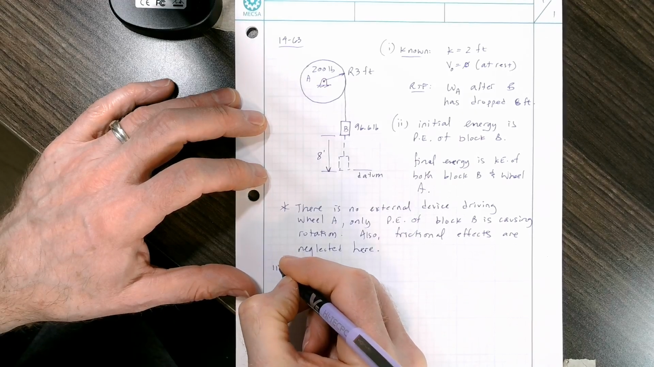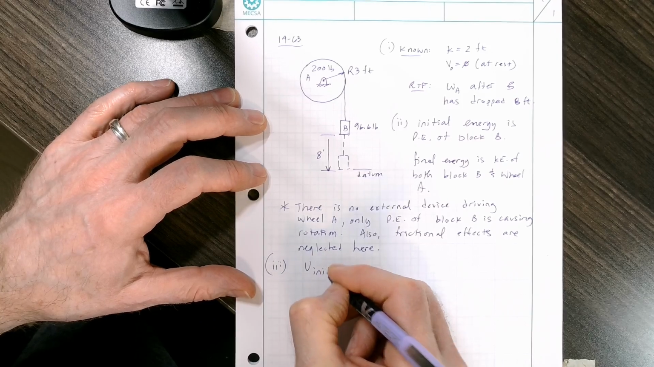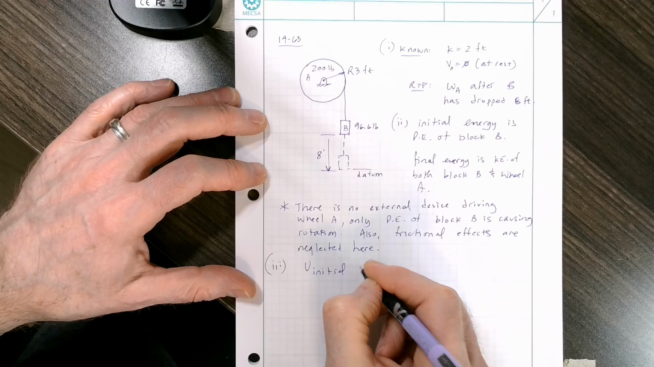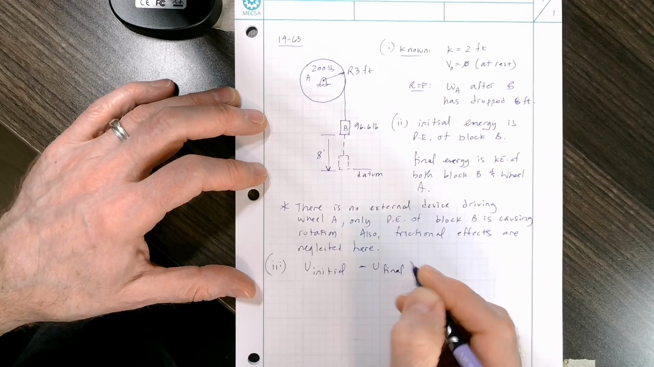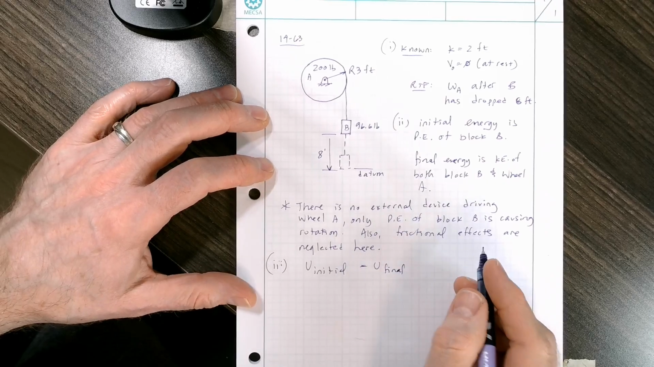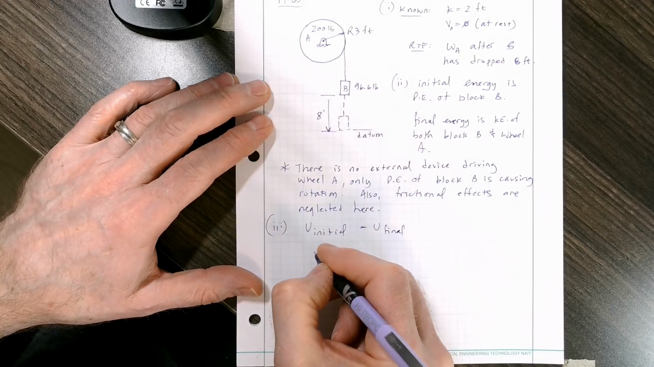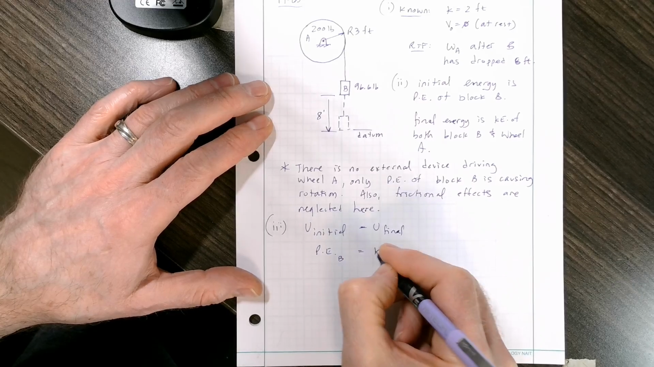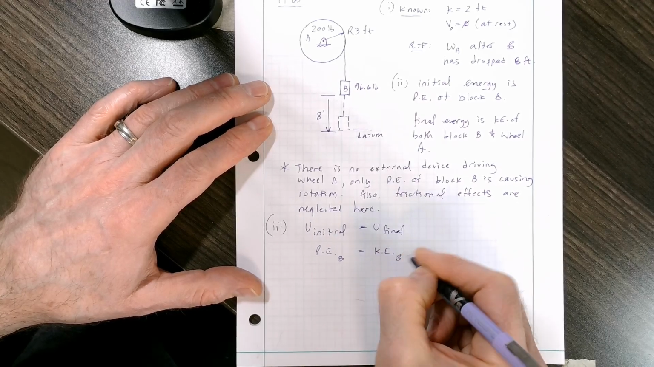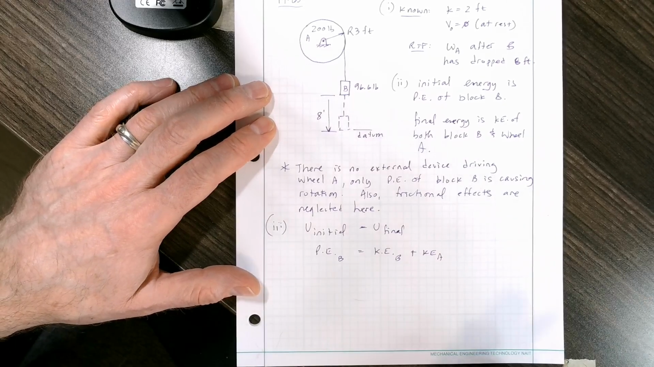That perhaps is the crux, the difficulty of the question. So U initial equals U final. Let's move that up a little bit. Initial energy: PE of block B. Final energy: kinetic energy of B plus kinetic energy of A. So it gets split into two.